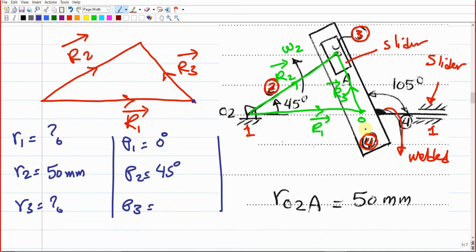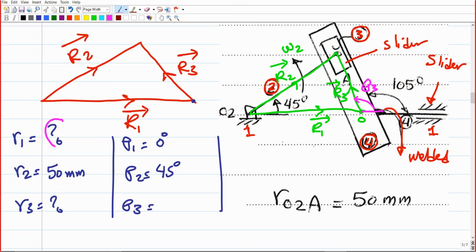How about theta 3? Theta 3 should be this angle. From the start point, rotate counterclockwise, this should be theta 3. Make sense? Do you think that we don't have a value for theta 3? Anyone? Yes, it is 105, it is already given, right?